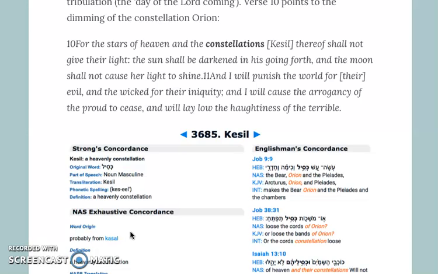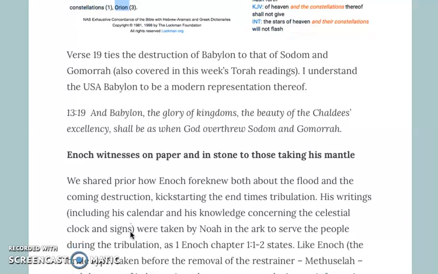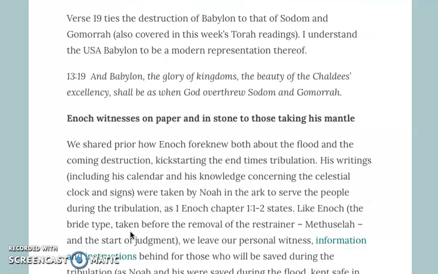The sun shall be darkened in his going forth, and the moon shall not cause her light to shine. And I will punish the world for their evil, and the wicked for their iniquity. And I will cause the arrogancy of the proud to cease, and will lay low the haughtiness of the terrible. So this is a veiled reference to the constellation of Orion dimming before tribulation, the day of the Lord coming.